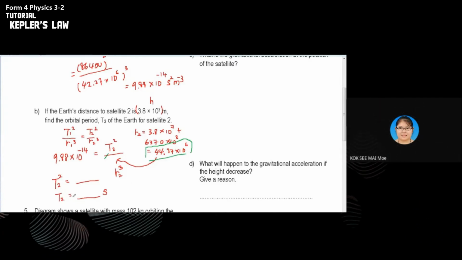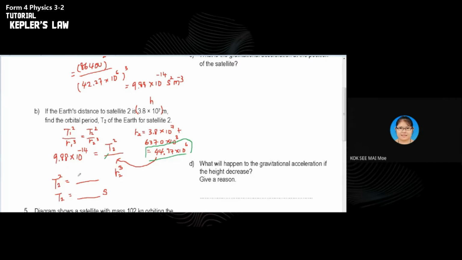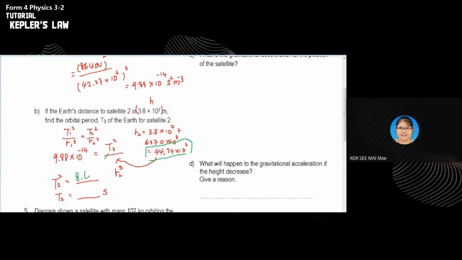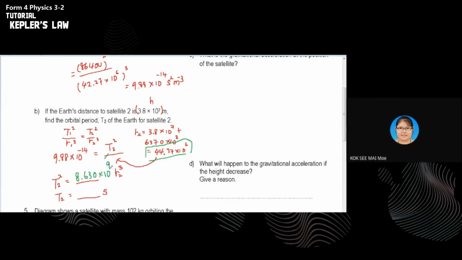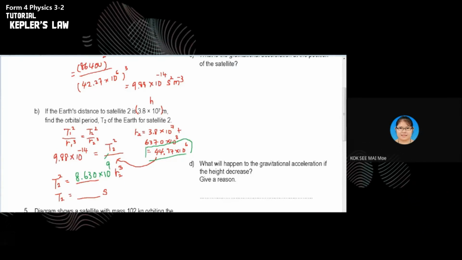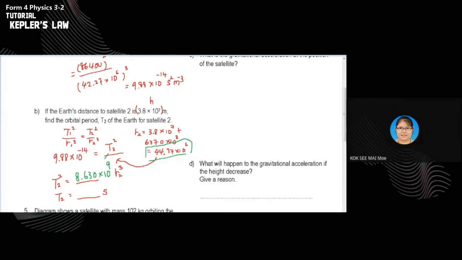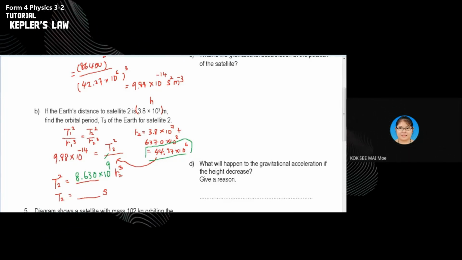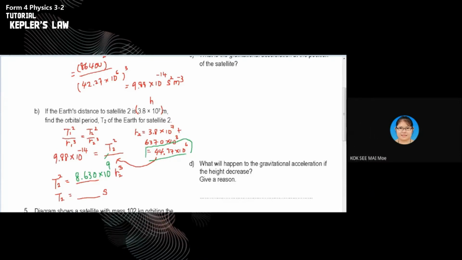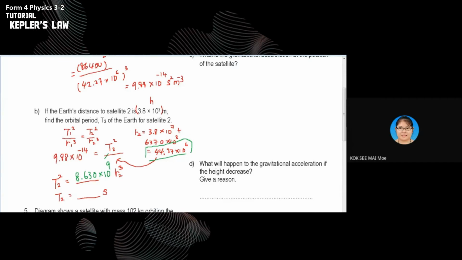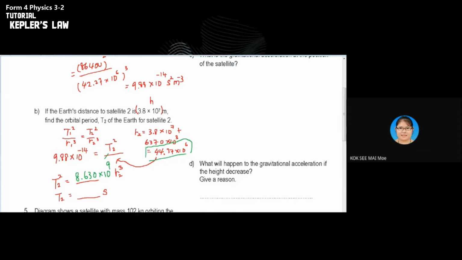Okay, so T square, anybody can find? 8.630 times 10 power of 9. Okay, you take this one. Make sure you check whether you can take this one, T square, or not. That means 44.37 times 10 power of 6. You go to cube. After cube, you multiply 9.88 times 10 power of negative 14.